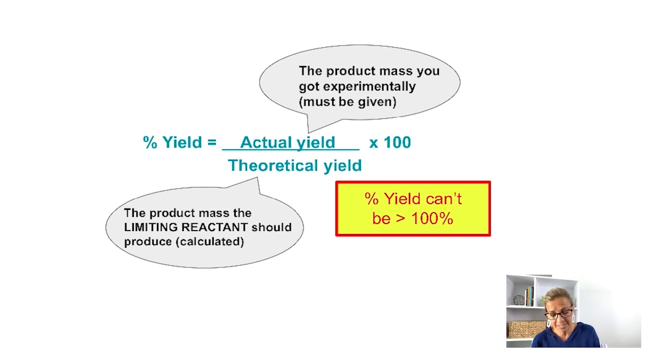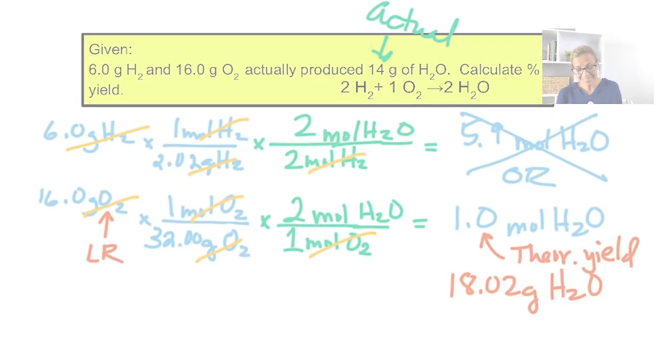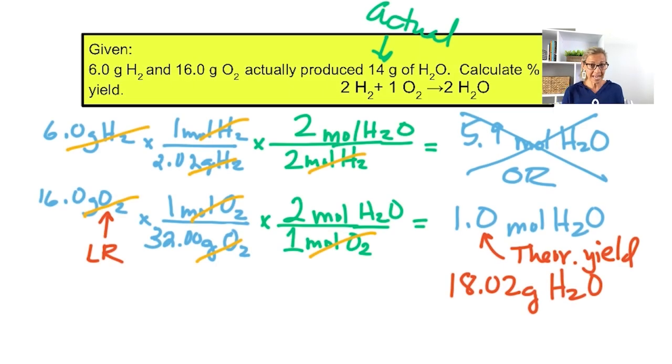This number has to be given to you. This is what you actually produced, maybe in the lab or something. Okay, so I should have gotten 18 grams. I only got 14 grams.